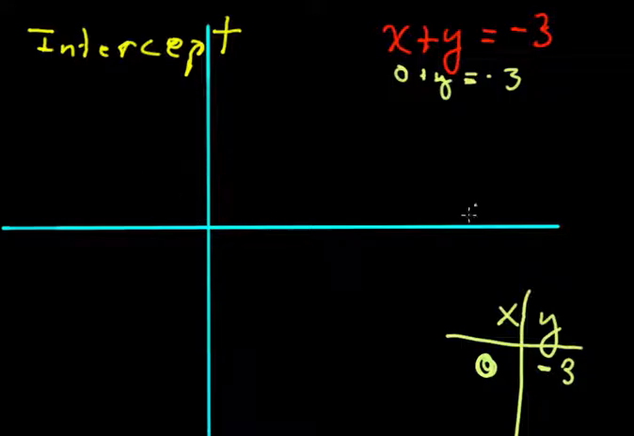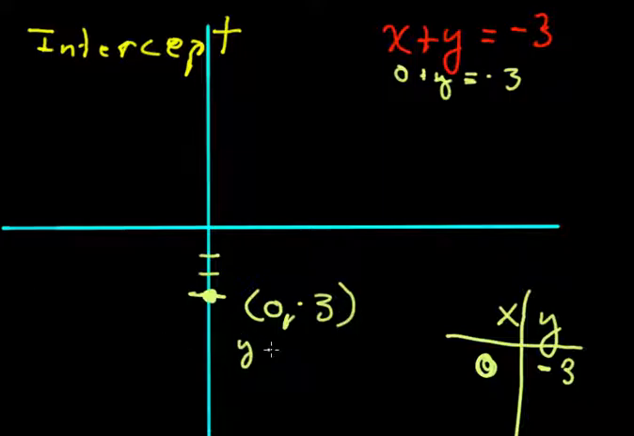So I come and I plot this. I start with x equals 0, and I go down 3, 1, 2, 3. And there's my point. This point is 0, -3. Now here's where the naming convention comes in and can throw people off a bit. This is crossing the y-axis. So this point is called the y-intercept. Right? It's crossing the y-axis, so it's the y-intercept.